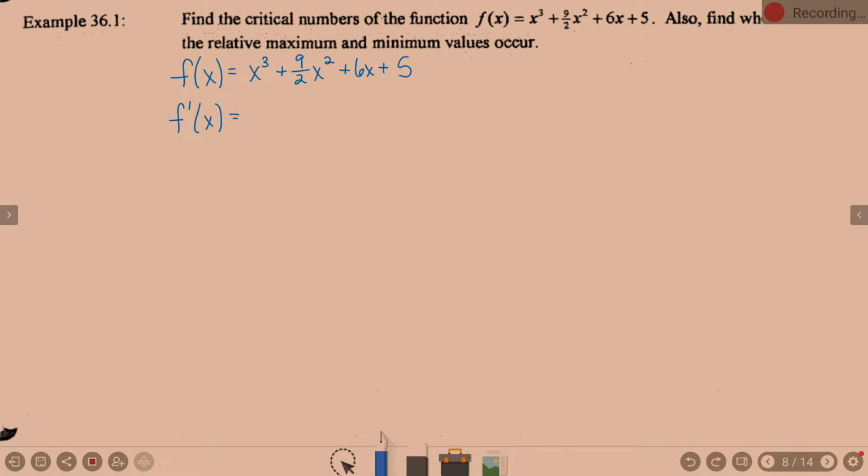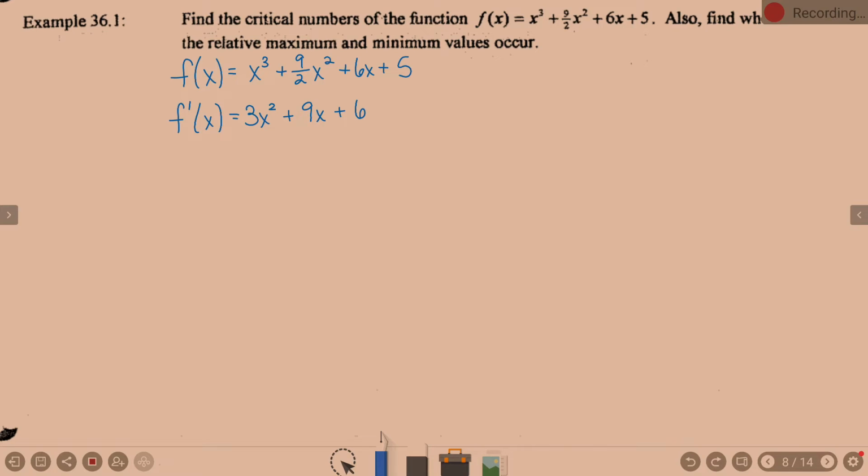Derivative of x cubed, 3x squared. Move that 3 out front, subtract 1 from the power, 3x squared. Derivative of 9/2 x squared, 9x. Derivative of 6x, 6. Derivative of 5, 0. So we can agree that the derivative is 3x squared plus 9x plus 6.